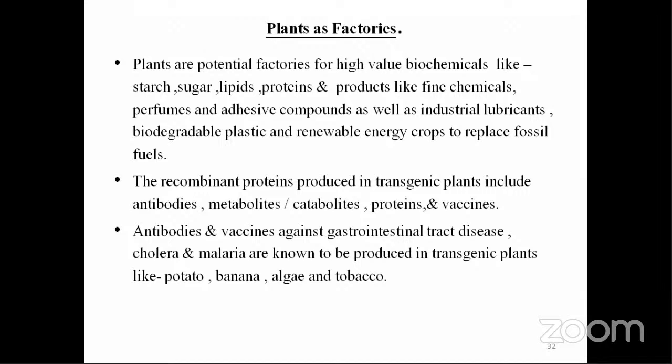The recombinant proteins produced in transgenic plants include antibodies, metabolites or catabolites, then proteins and vaccines. We get these when the plants have recombinant DNA. So we call it plants as factories. If you get a short note, plants as factories, you will write these three points, or any other point if you know it, you can add to that. Every correct point will give you marks. Antibodies and vaccines against gastrointestinal tract disease, cholera and malaria are known to be produced in transgenic plants like potato, banana, algae and tobacco. Here gastrointestinal tract means our digestive system.